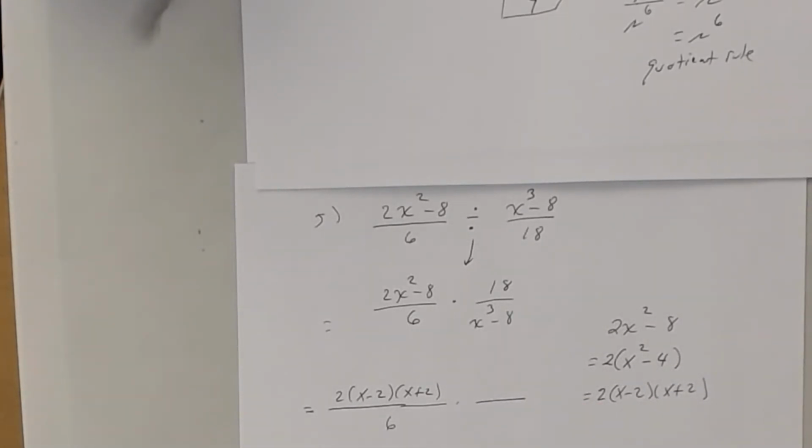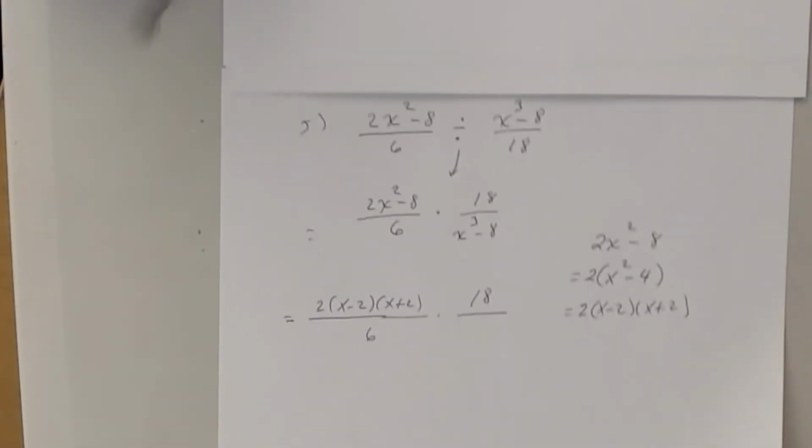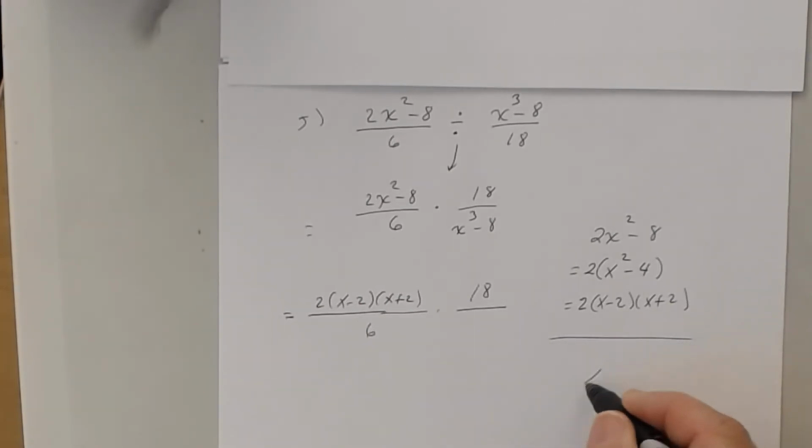The numerator, 18, is just a monomial. I'm just going to rewrite it. Now let's look at the denominator. The denominator is a binomial. But what kind of binomial is this? Difference of 2 cubes. So let's go off to the side and figure out how to factor x cubed minus 8. So we have x cubed minus 8.